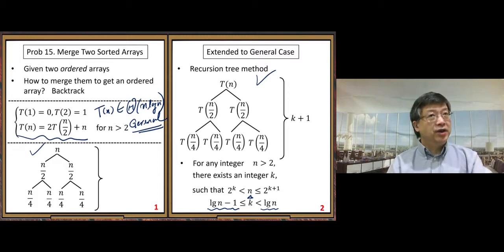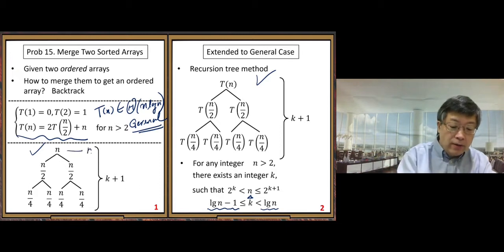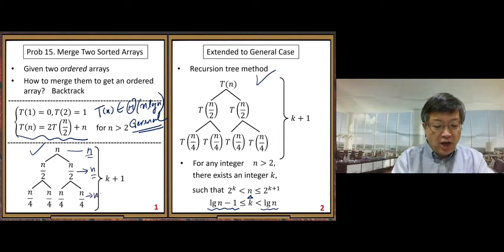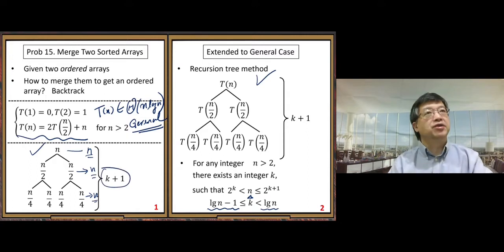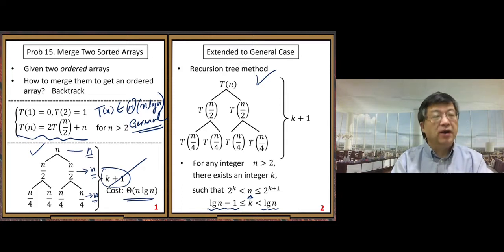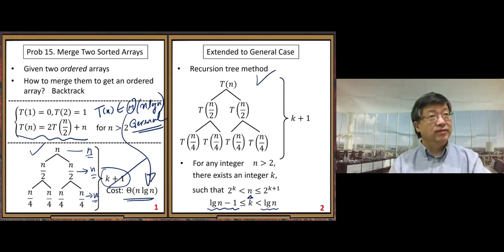The non-recursion part also has k plus 1 levels. Each level has a total cost of n. So each level costs the same n, but we have this many levels. The plus 1 is not important, we can drop it. So the cost is big theta of n log n. That's what we want to prove. With the recursion tree, we can show it. This is the general case.